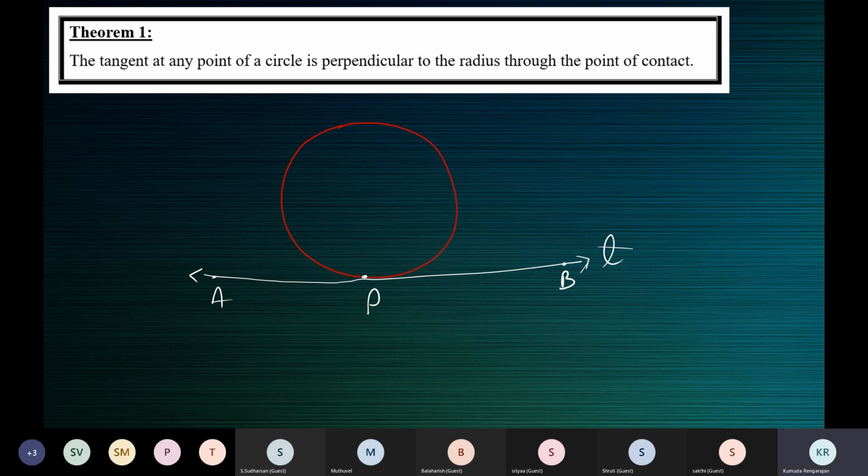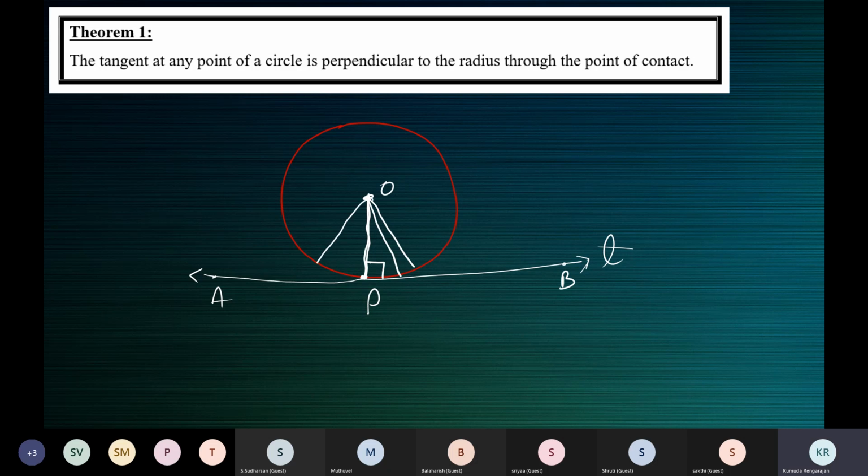Now through this point of contact, we'll take the radius. So this is the center of the circle O. Through the point of contact, that means from here you should join this to the center. So this is the radius through the point of contact. Now this radius will be perpendicular.